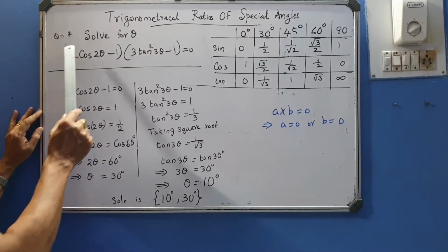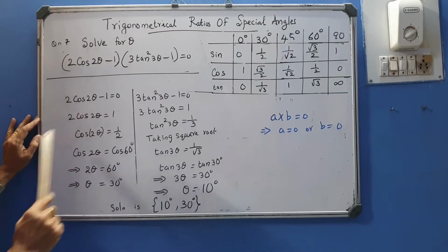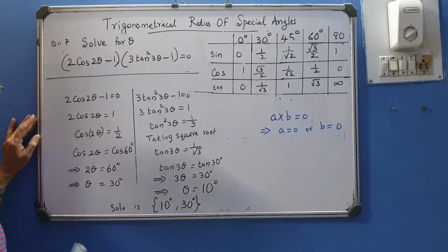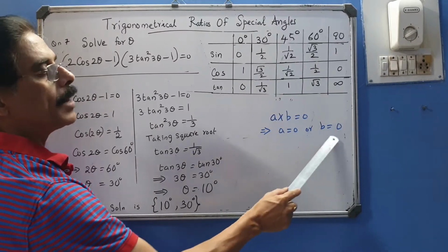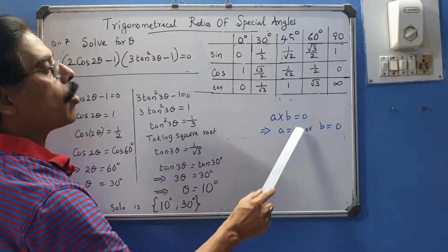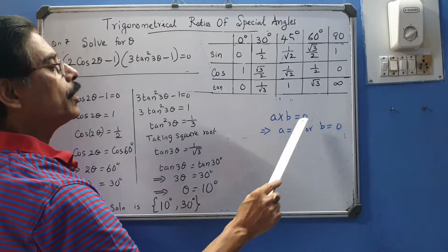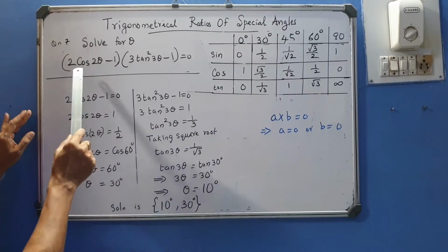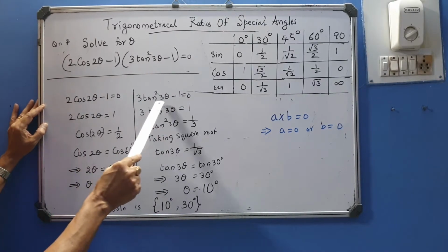Let's take another question. Solve for theta. Solve for theta means this angle you have to find out. This is a product given, and the angle you have to find out. We know that whenever a product is zero, one of them has to be zero. Either A should be zero or B, or both can be. So whenever a product of two terms is zero, one of them has to be zero. So this is the product of two terms. So either the first term is zero or the second term.